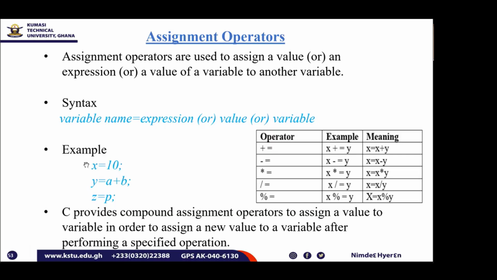So for example, x equals 10, y equals a plus b. Here, x equals 10 is assigning the value 10 to x. y equals a plus b is basically assigning the expression a plus b to y. And then z equals p is basically assigning the variable p to z.